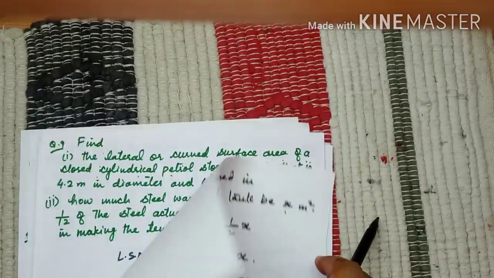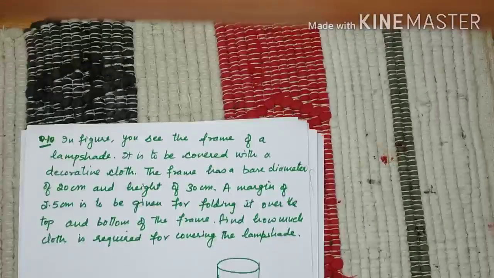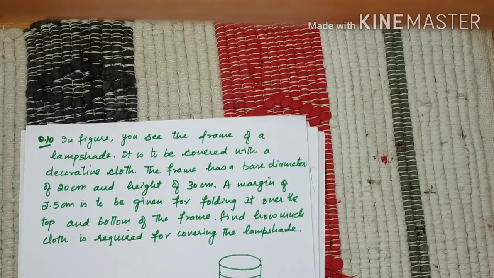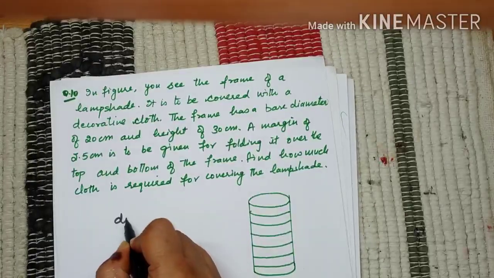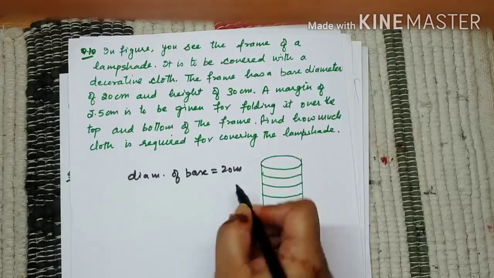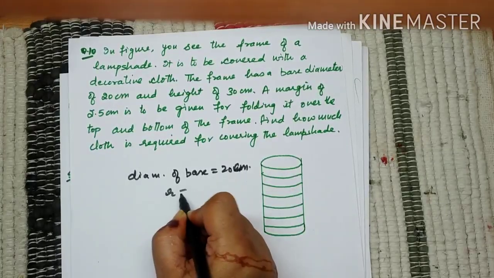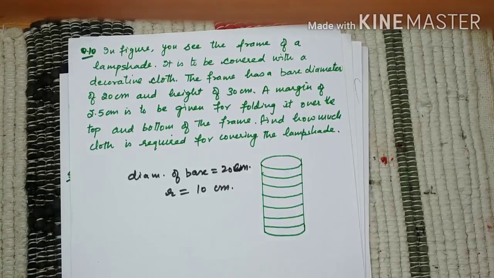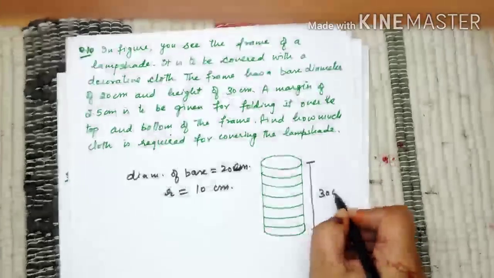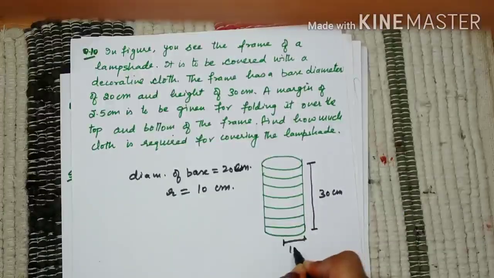Right? Next is question number 10. Question 10 says, if we have a lampshade, the frame of a lampshade, it is to be covered with a decorative cloth. The frame has a base diameter 20 centimeter. So radius 10 centimeter. Then he says this height is 30 centimeter. And the radius is 10 centimeter.